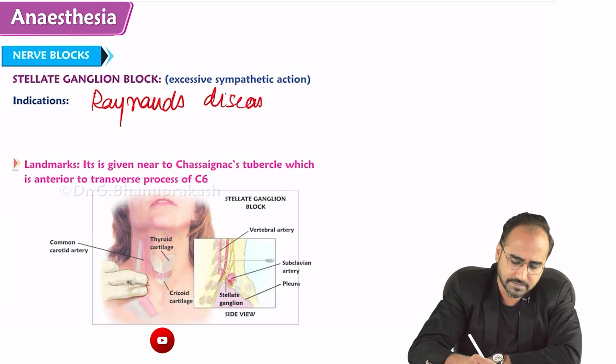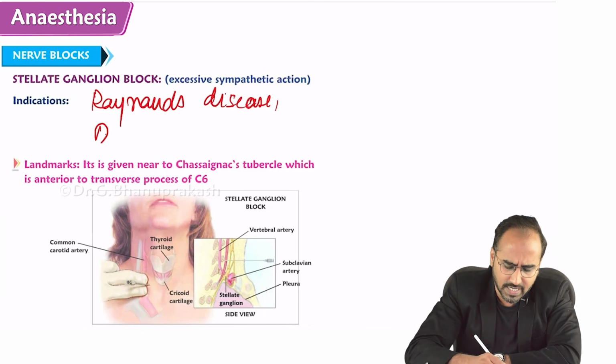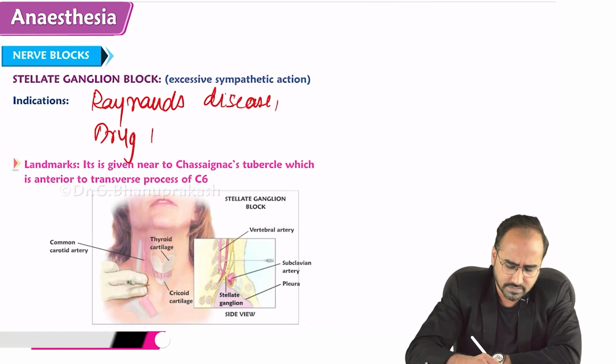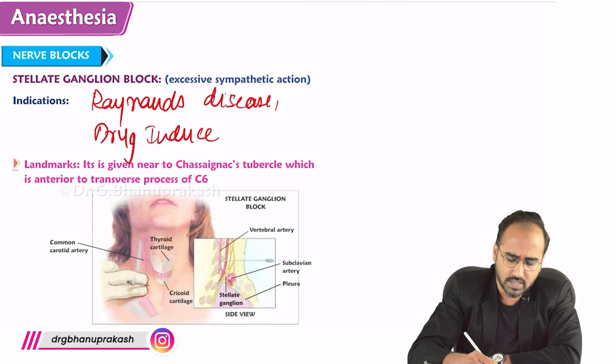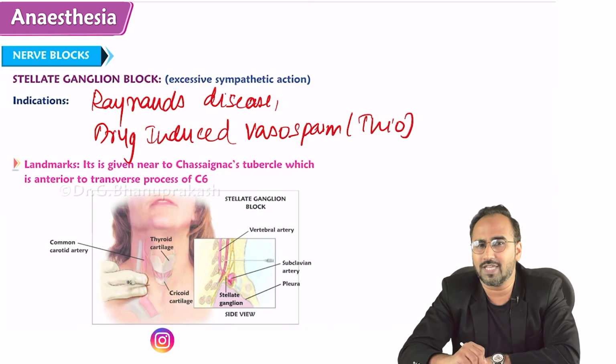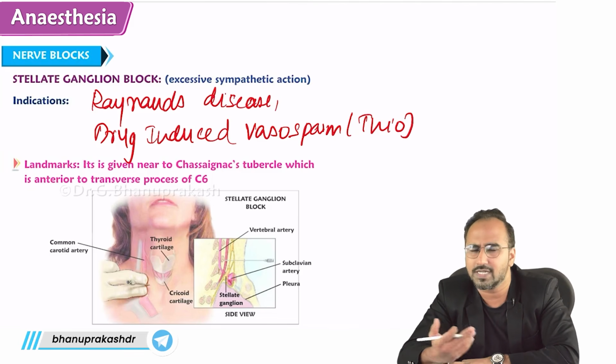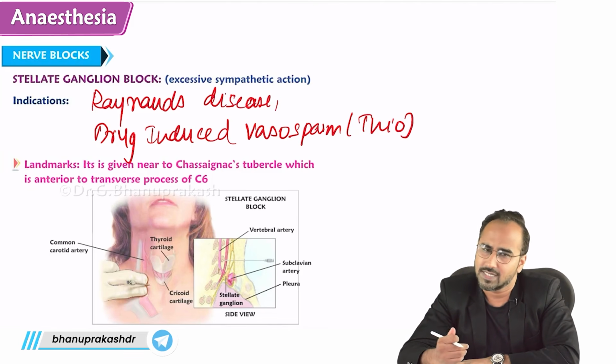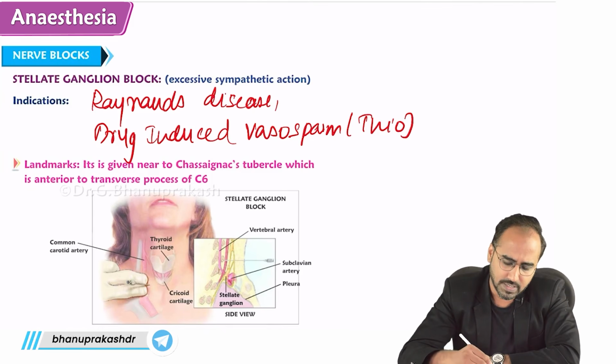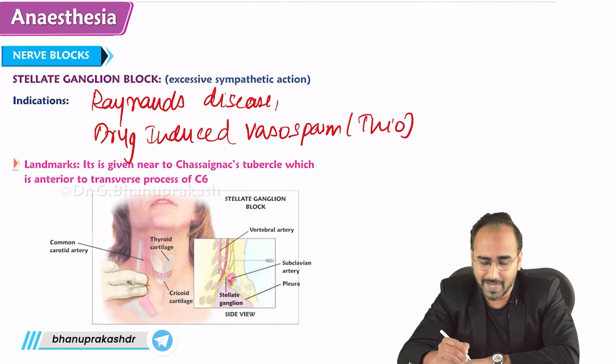Apart from that, if there is any drug-induced vasospasm, we have discussed one drug, thiopentone. I told you, thiopentone you never give in the cubital fossa, it causes severe vasospasm. If thiopentone-induced vasospasm happens, the last resort is stellate ganglion block. Okay, so Raynaud's disease, drug-induced vasospasm.